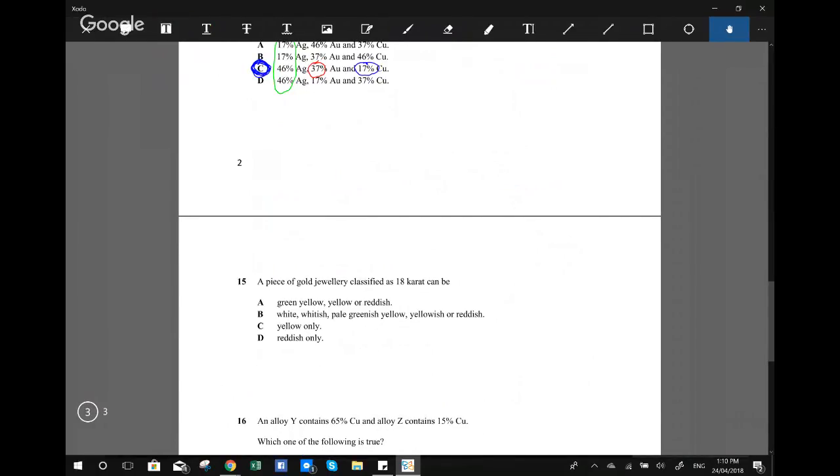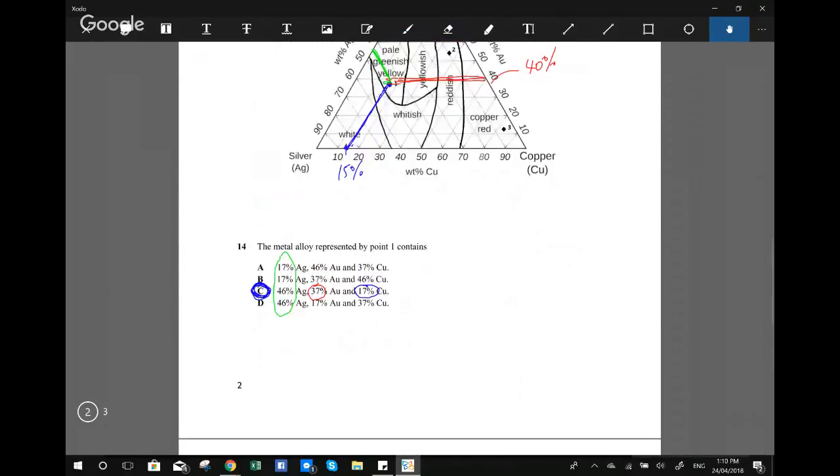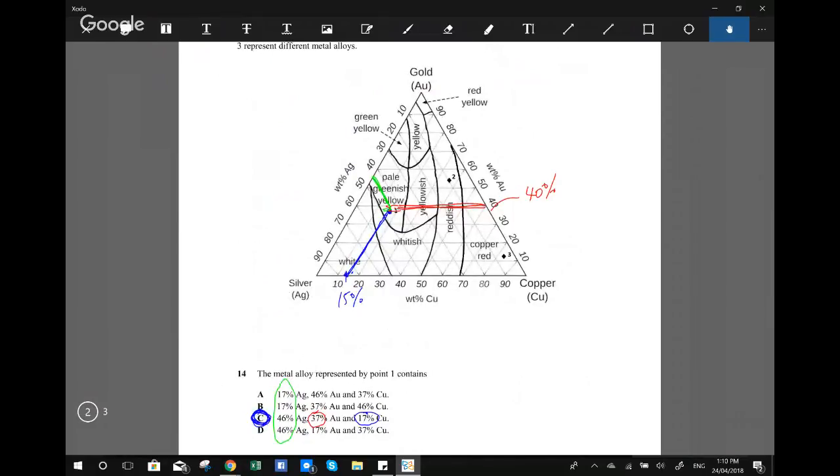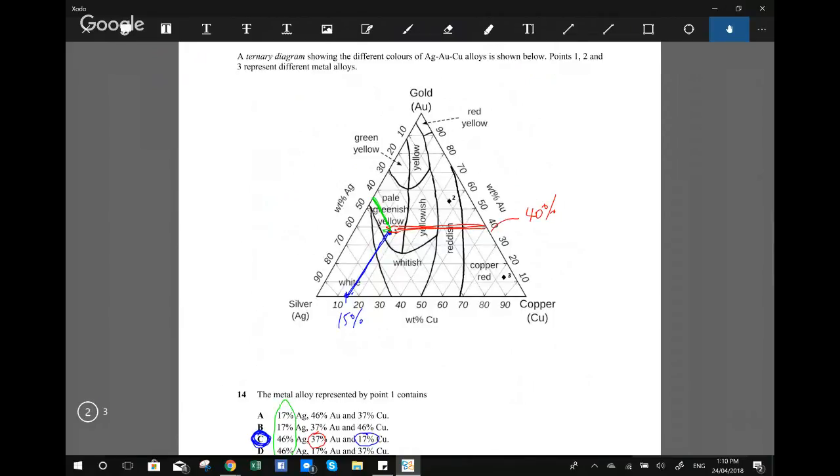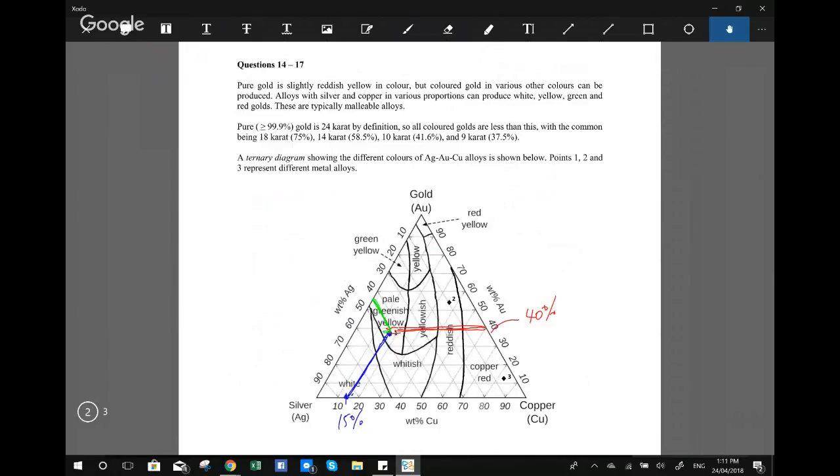A piece of gold jewelry classified as 18 karat can be. Okay, so 18 karat, we need to somehow find a way to relate the carats to this graph. We've only got weight percentage of the different metals. But if you go back to the information that's been provided, particularly in the second paragraph, it defines 18 karat as being 75% weight in gold. So it's talking about the gold content. So something that is 18 carats is 75% gold.